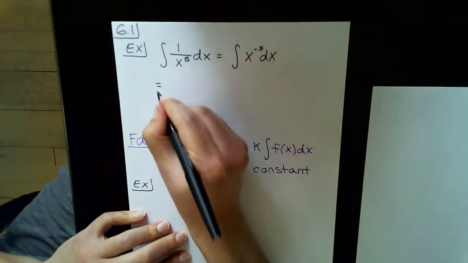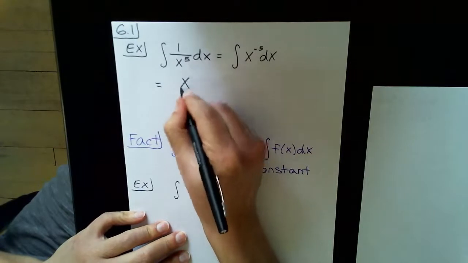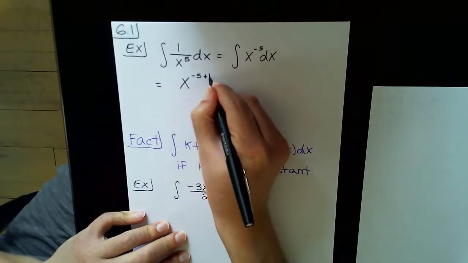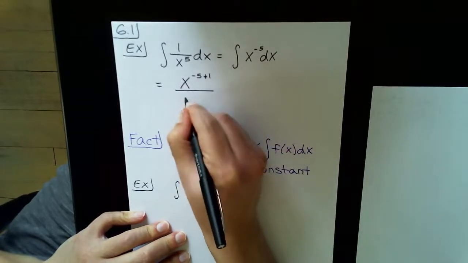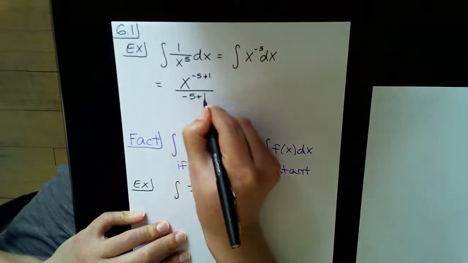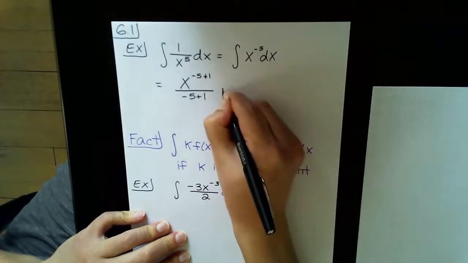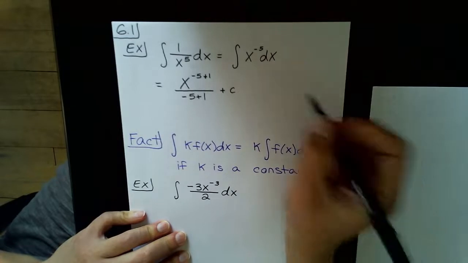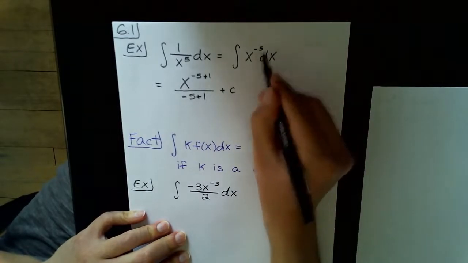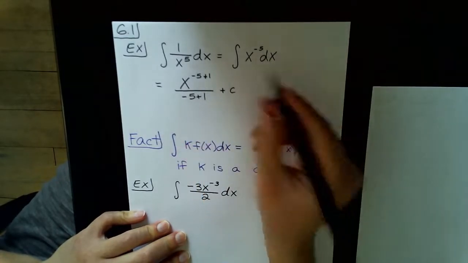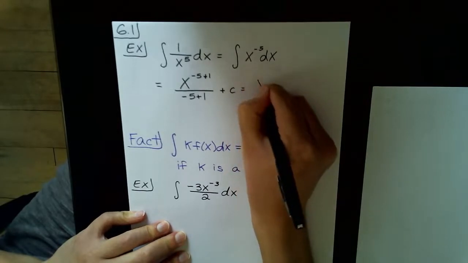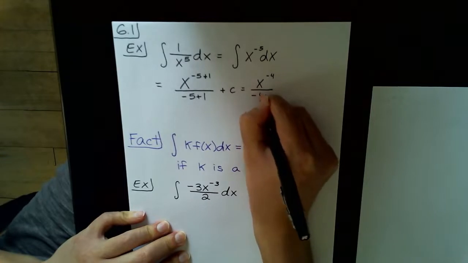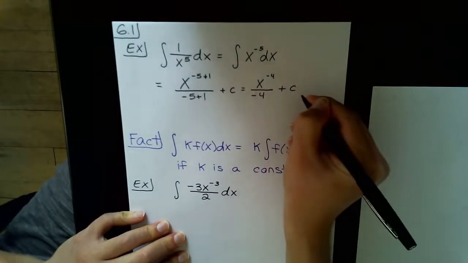And its antiderivative says we take x to the negative 5th, and remember, we add 1 to the exponent, and then divide by the new exponent, and add c. We always add 1 to the exponent, and then divide by the new exponent. So simplifying, we get x to the negative 4th over negative 4 plus c.